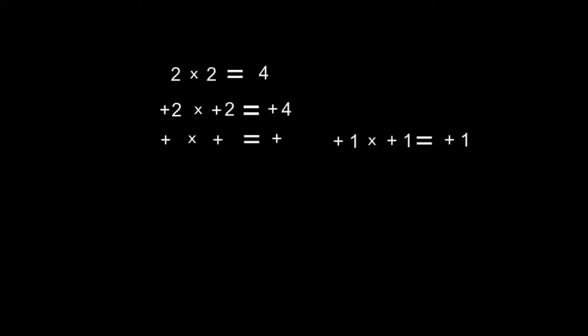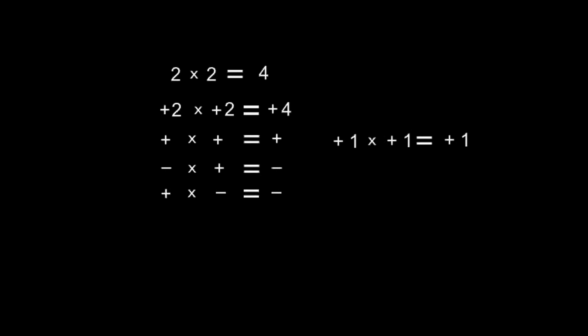So what happens when you multiply a negative number by a positive? So minus times a plus equals a minus. Or we could try it the other way round. Let's try the other way round. A plus times a minus also equals a minus.